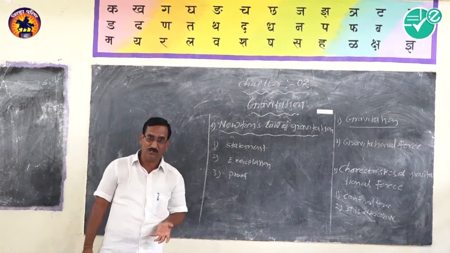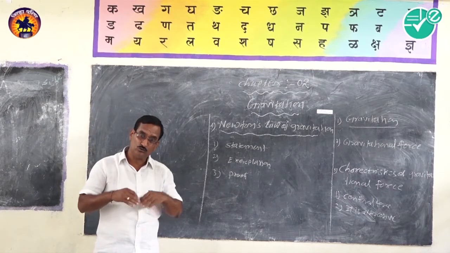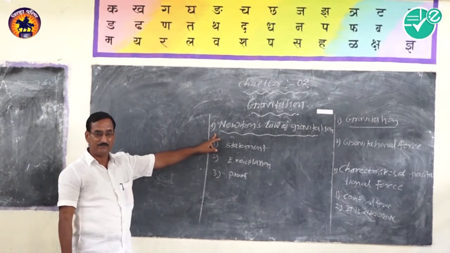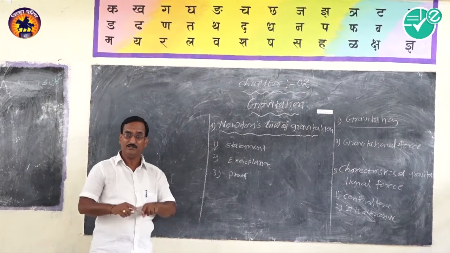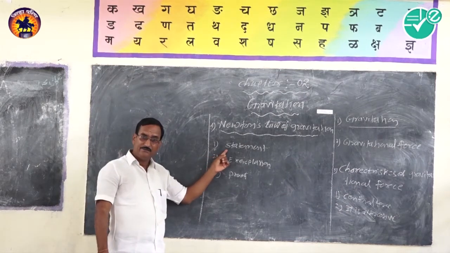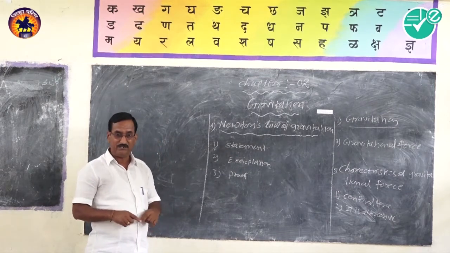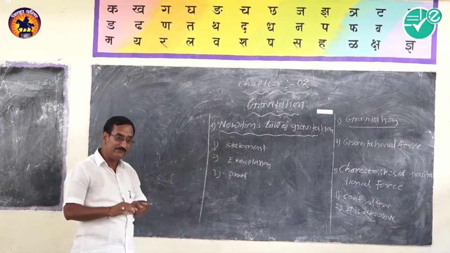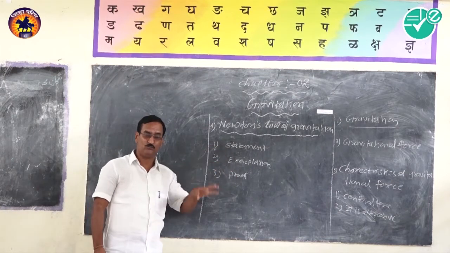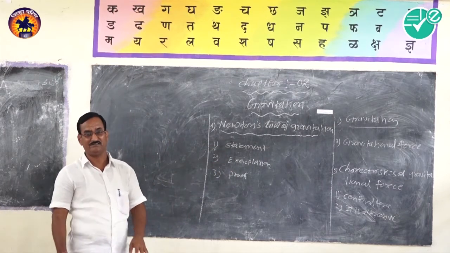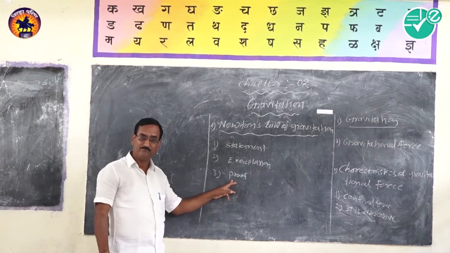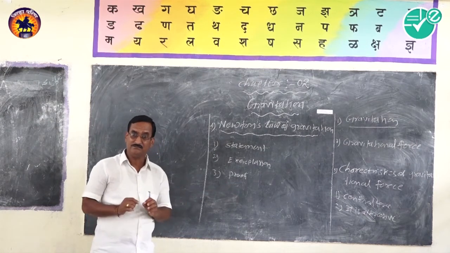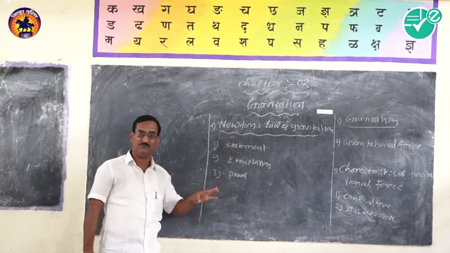Newton's law of gravitation, which is also known as the universal law of gravitation, states that in the universe each and every particle of matter attracts every other with a force, and that force of attraction between the two bodies is directly proportional to the product of their masses, and inversely proportional to the square of the distance between their centers. That is the statement of Newton's law of gravitation.